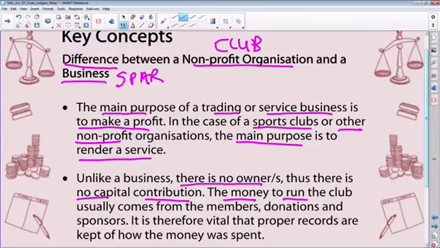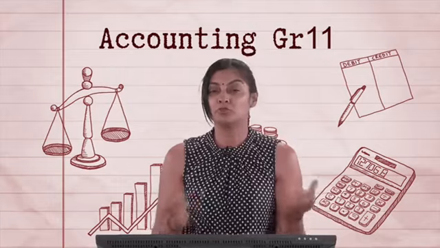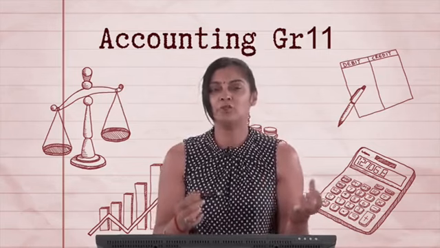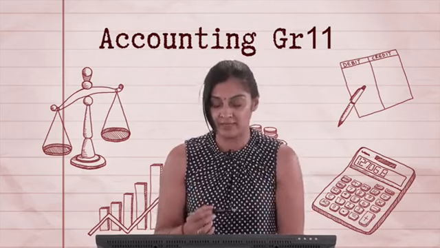The money to run the club usually comes from the members, donations, and sponsors. So think about your local soccer club as an example. Where do the funds come from? Obviously, if you want to join the club, if you want to become a member, often you have to pay fees to join the club. So one form of income comes from the fees that the members have to pay.